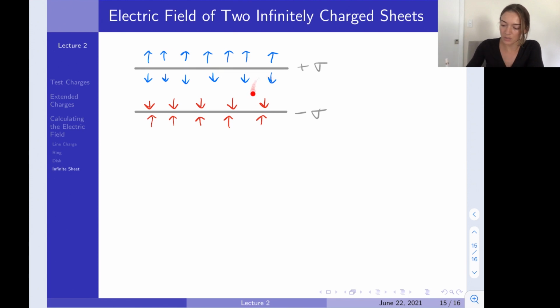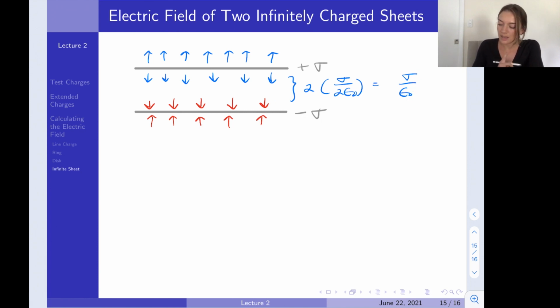So we can see actually that between these two sheets, the electric fields add, right? Because I have two electric fields now pointing in the same direction that both have magnitude sigma over 2 epsilon. And the only difference is that the positive and negative plates just have opposite charges, but the magnitude is the same. So since the electric field is in the same direction here, it's going to add. And in between here, I'm going to get 2 times sigma over 2 epsilon naught, which is just sigma over epsilon naught.